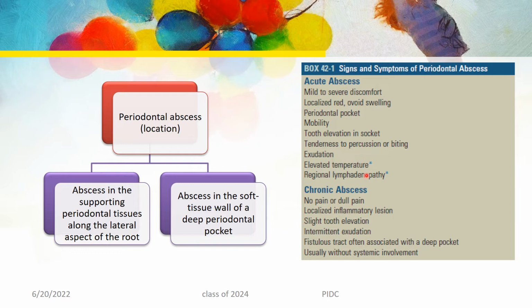So these last are more of the systemic signs which are shown. Whereas in chronic abscess, there would be no pain or dull pain, and there would be a localized inflammatory lesion. There would be slight tooth elevation and intermittent exudation. A fistulous tract often associated with a deep pocket could be present. It is usually without any systemic involvement.